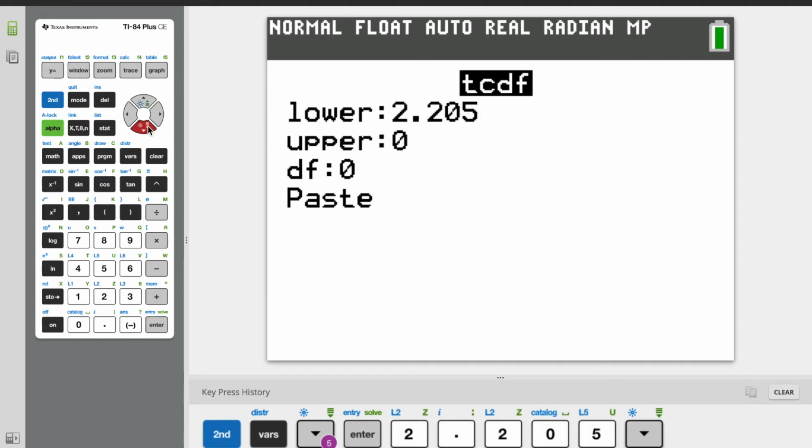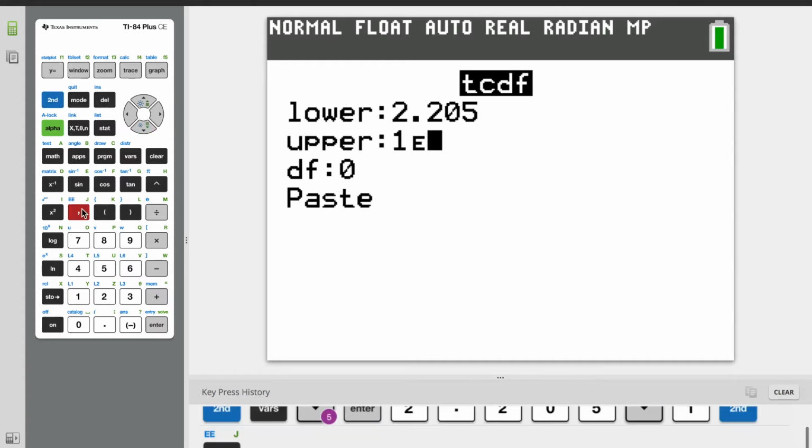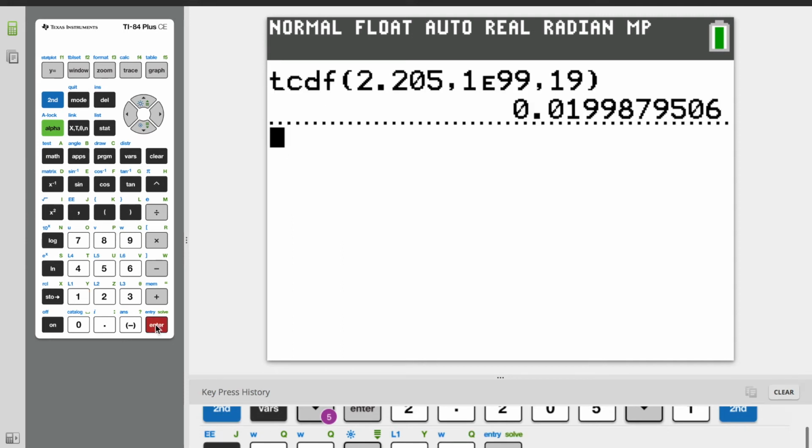So in terms of a greater than problem, you're going to put your t-value in your lower bound, and then your upper bound, you're going to use a really large number, which in our class we use 1e99 to represent a really large value. And then your degrees of freedom, again, are 19 in this first problem. And so you're just going to submit those answers to your calculator, and it will give you your probability.